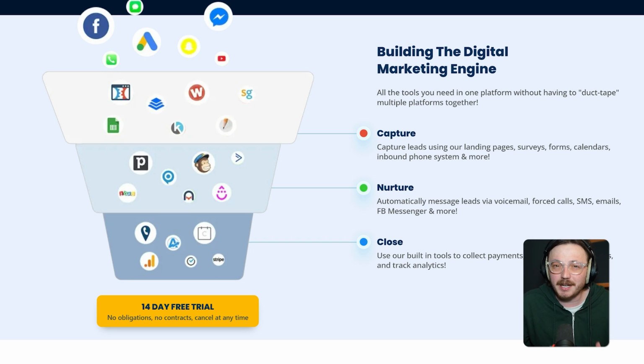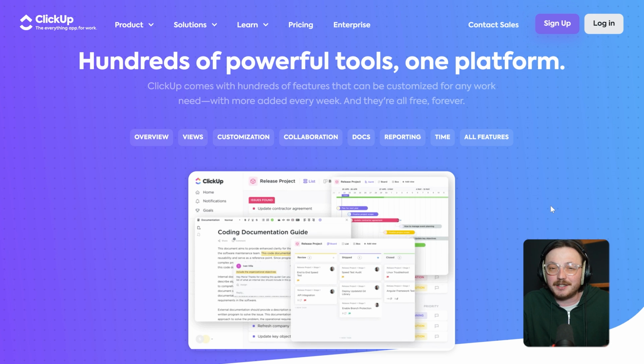GoHighLevel, on the other hand, is made specifically for digital agencies. It combines CRM, email marketing, funnel building, appointment booking, call tracking, and white label solutions, all in one platform. It's less about task management and more about client acquisition, automation, and running an agency at scale. Now, let's dig into the features.